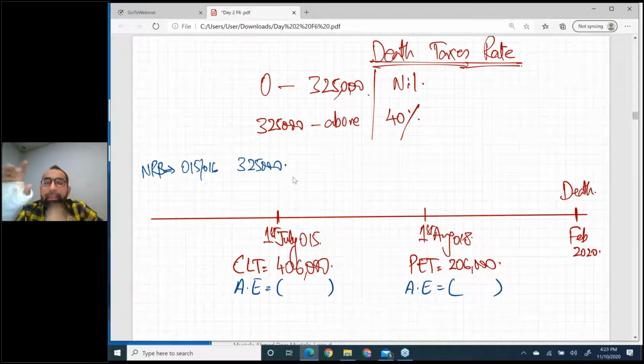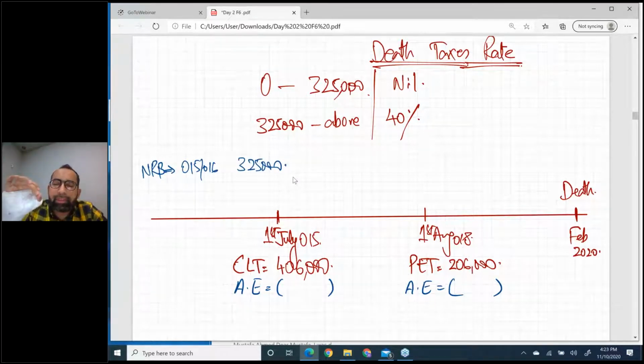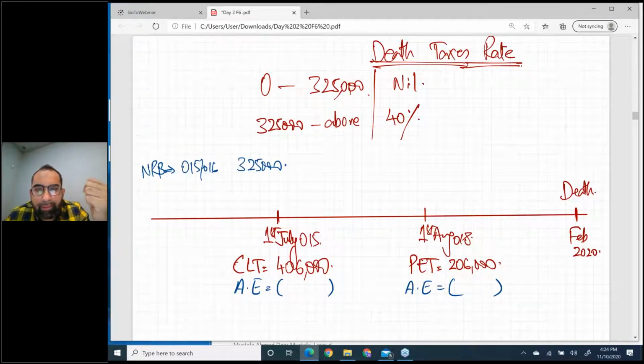Okay, what are the taxes names? The question is, sir, name the taxes which are computed at the time of death. You can count. One is PAT. If PAT is done within last 7 years of death, then this PAT is chargeable at the time of death.